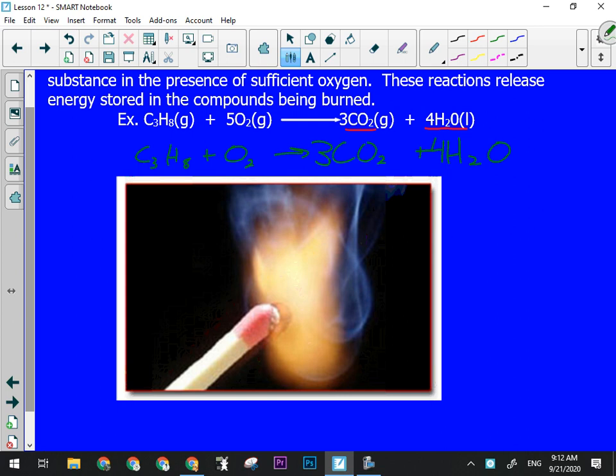Now I'm going to do the oxygens, because now both of my products have numbers in front of them. So now I know how many oxygens are on this side. There's 4 here, plus 6 more is 14. So I have 14 oxygens over here. What do I need to put here? 7. 7 times 2 is 14. Now I check everything. 3 carbons, 3 carbons. 8 hydrogens, 8 hydrogens. 4 plus 6 is 14. 7 times 2 is 14. Oxygen is balanced.